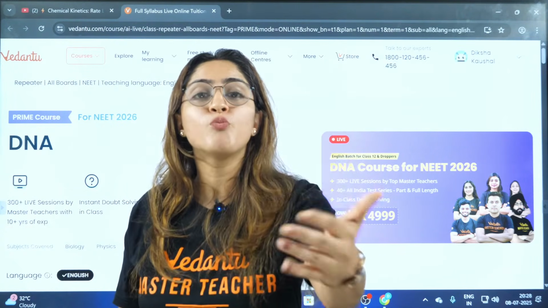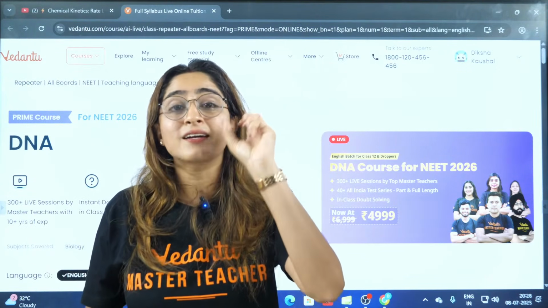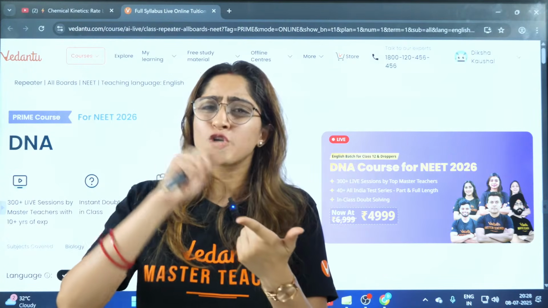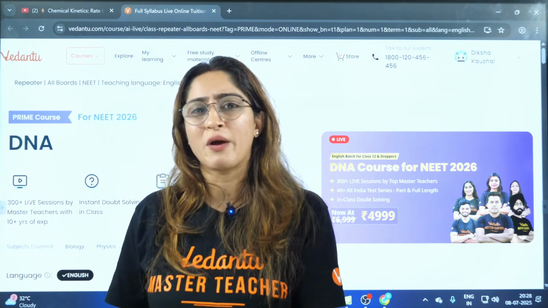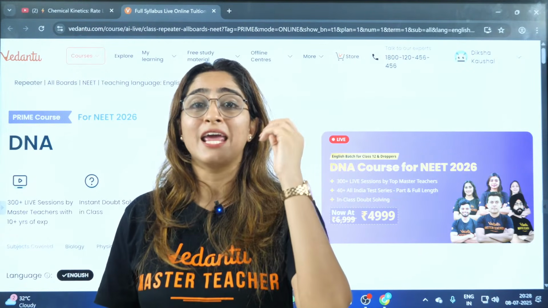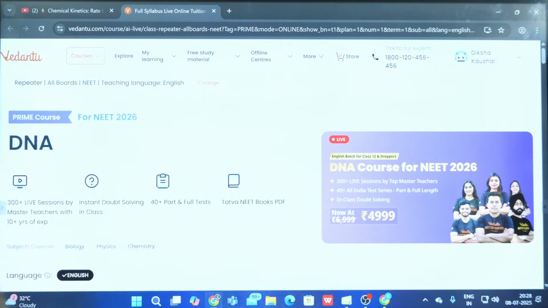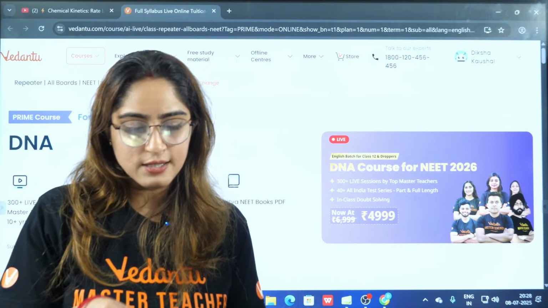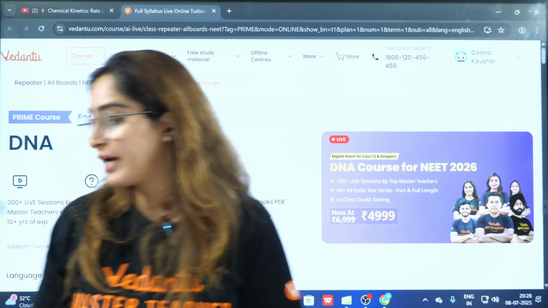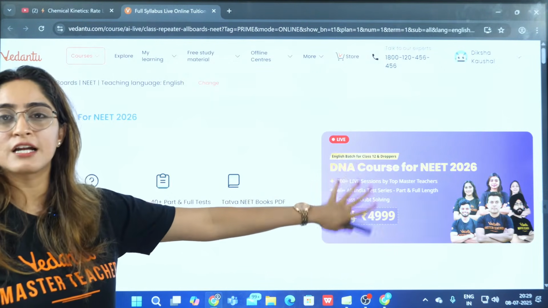Then for your more practice, we have Tattva modules tests. These are the practice modules that we give you, in which top-level questions and previous year questions of AIPMT, AIIMS, JIPMER, AFMC are given to you, right? Then students, we also provide you these quick scanner cards, right? So all these things are there in the batch, that is at 4,999.